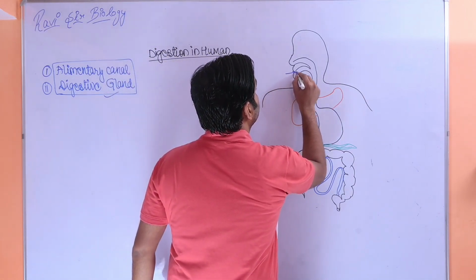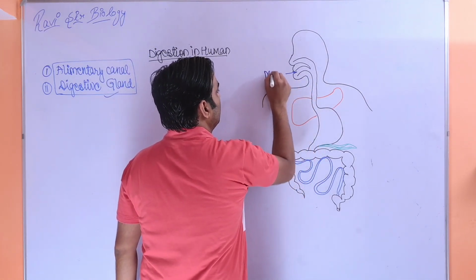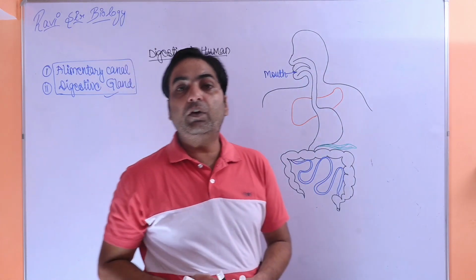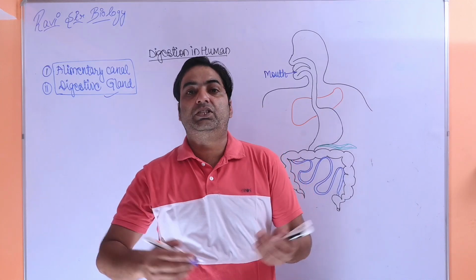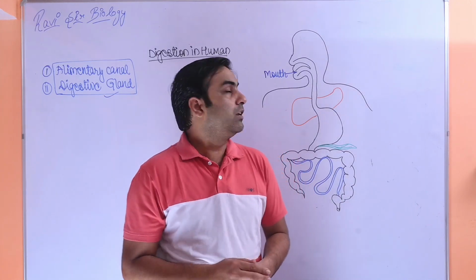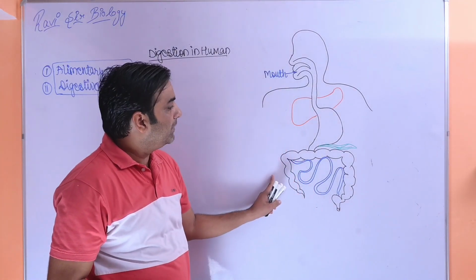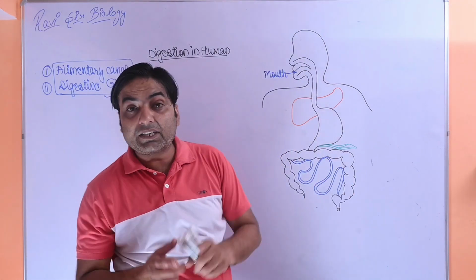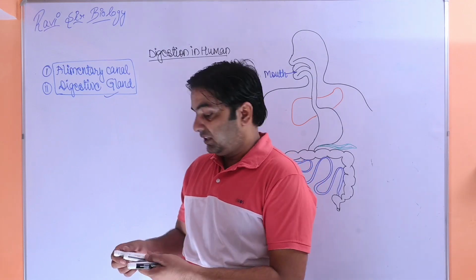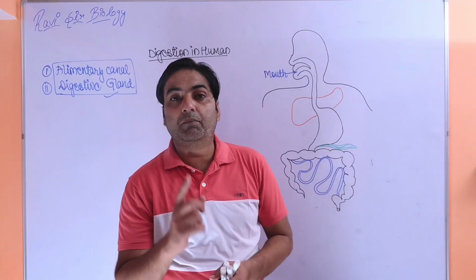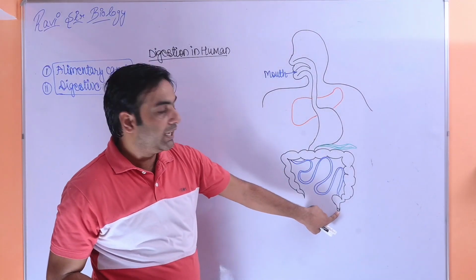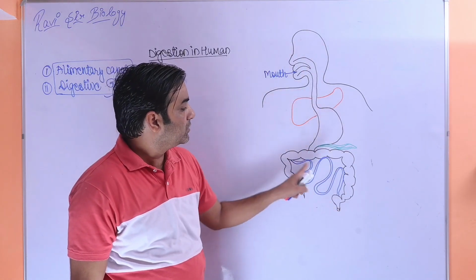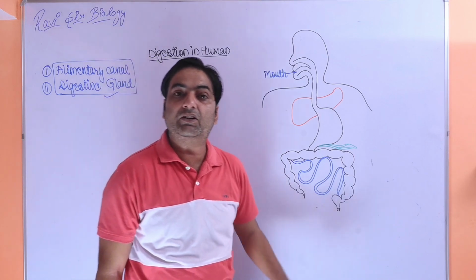So the food is entering into the mouth. This is the mouth. Through the mouth the food is taken, and a very important board examination question is going to be solved here: what is the human alimentary canal? The alimentary canal is the part which starts from the mouth and ends at the anus. From mouth to anus, this tubular structure is called the alimentary canal.